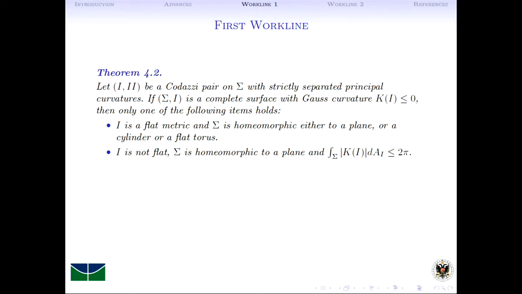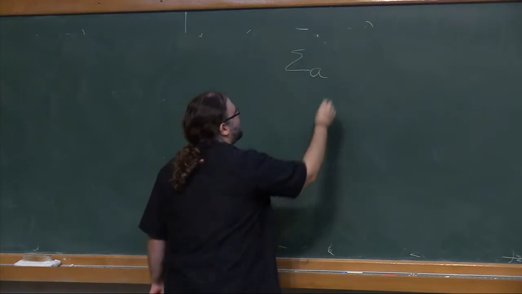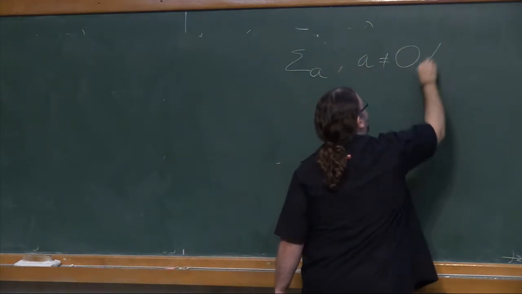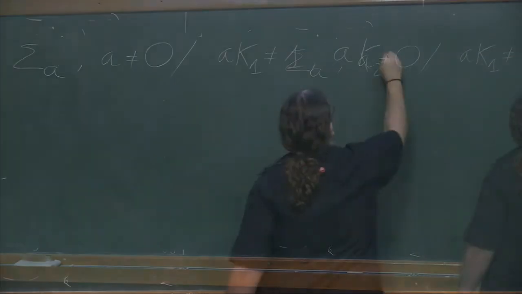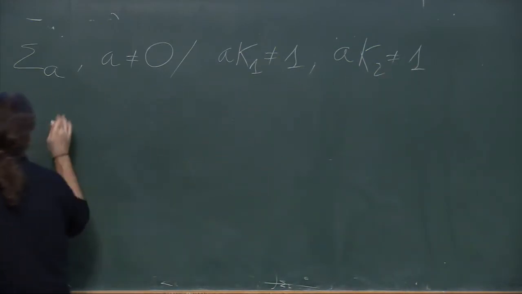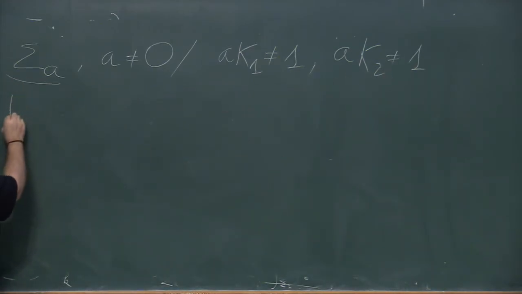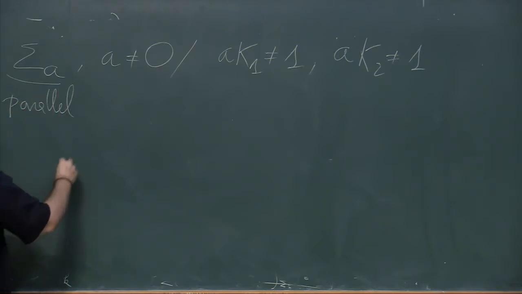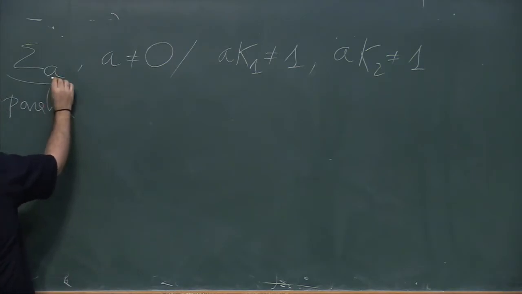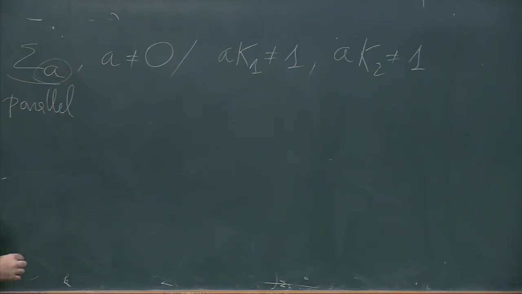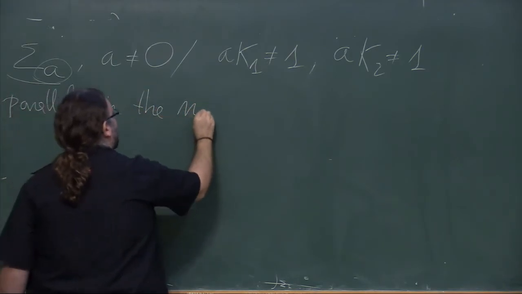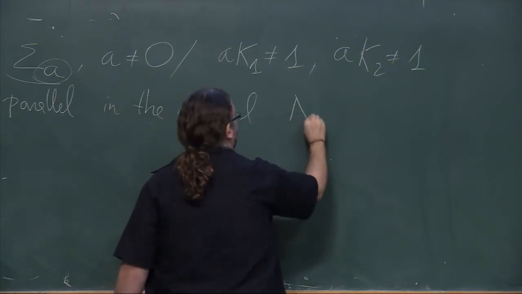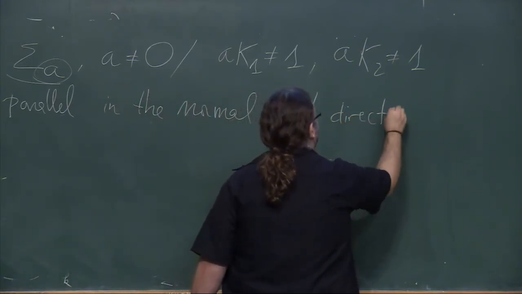Sketch of the proof. Take a parallel surface, sigma_A, with A different from 0, such that A times k1 is different from 1 and A times k2 is different from 1. Then this surface is a parallel surface at distance A, in the direction of the normal.